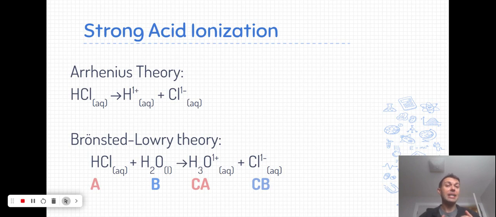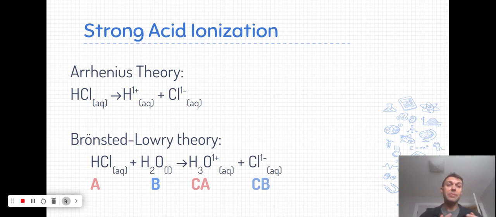The hydrochloric acid donates its hydrogen ion to the water molecule, and that forms the hydronium ion. The hydronium ion is the conjugate acid of the water molecule. The chloride ion, Cl1-, is the conjugate base of the hydrochloric acid molecule. These two equations are equivalent.